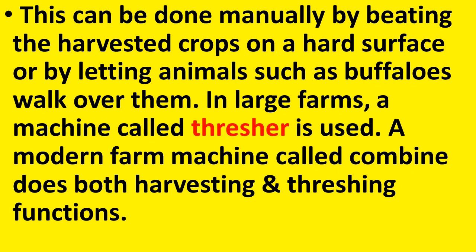But in large farms, it is done with the help of a machine. Do you know the name of that machine? It is called a thresher. The name comes from the name of the process. Now, there is another modern farm machine called a combine, which can do both harvesting and threshing functions together. So what is a combine? It is a modern farm machine that can do both harvesting and threshing functions together.